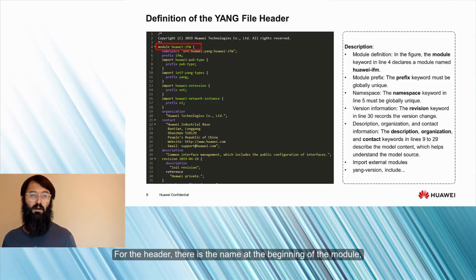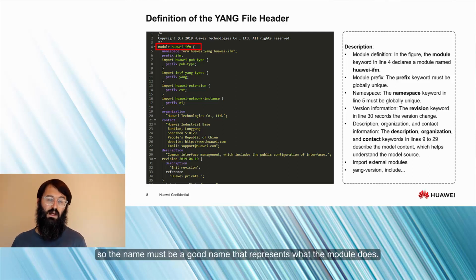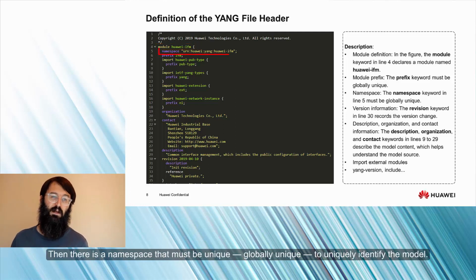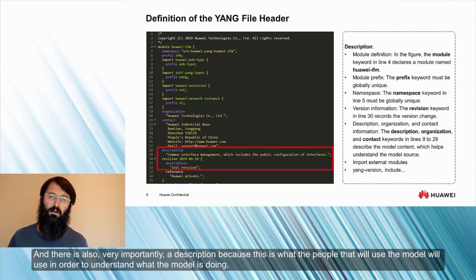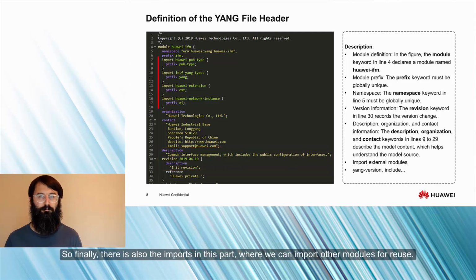For the header, there is the name at the beginning of the module, so the name must be a good name that represents what the module does. Then there is a namespace that must be globally unique, to uniquely identify the model. Then there is various information about the model, like the authors, the contact information, and so on. And there is also, very importantly, the description, because this is what the people that will use the model will use in order to understand what the model is doing.